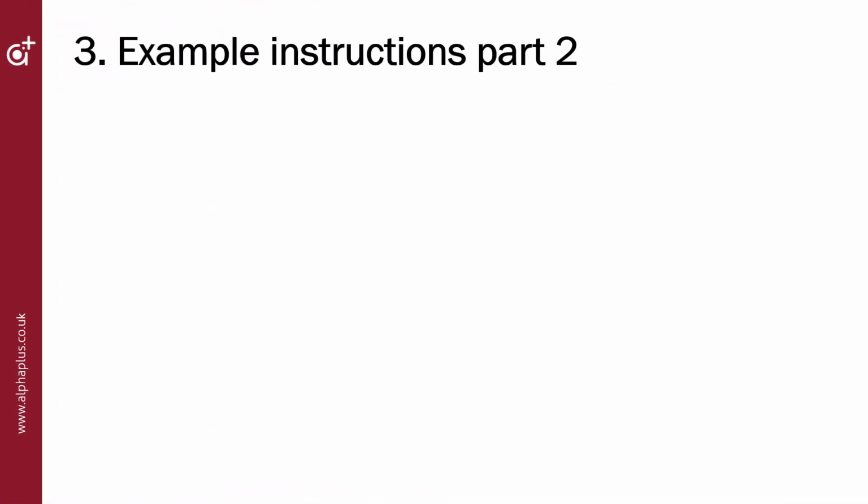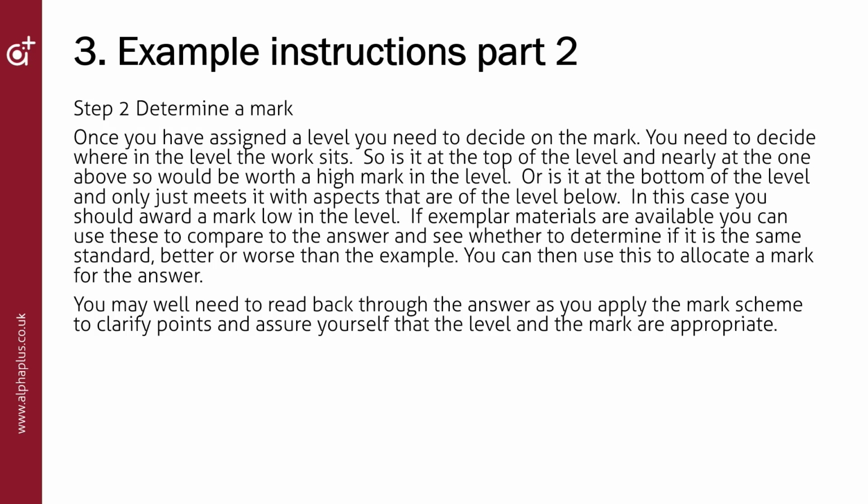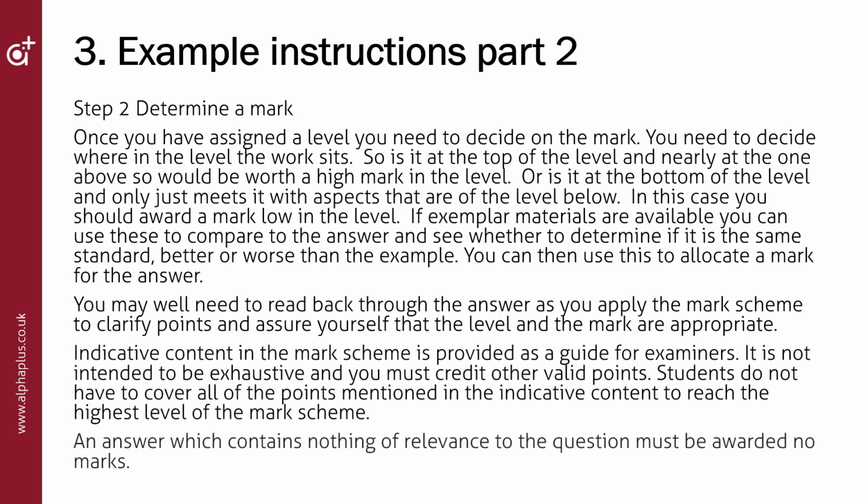The second step is to determine the mark. If there is only 1 mark in the level, this is easy and that mark is awarded. If there is more than 1 mark in the level, then you need to decide what mark to award. You should decide if the answer is closer to the level above or the level below. If it is closer to the level above, then award a higher mark in the level, and if it is closer to the level below, then award a lower mark in the level.